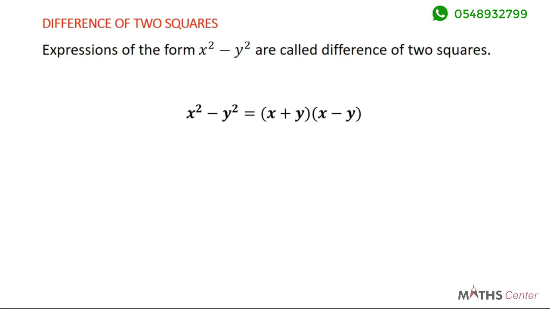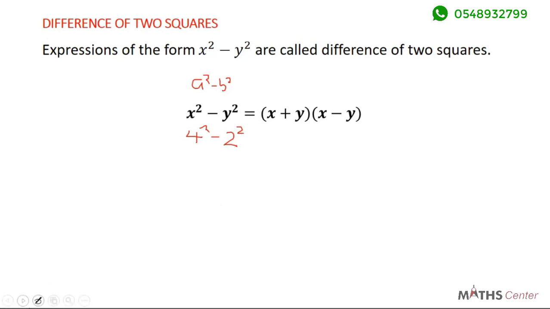Expressions of the form s squared minus y squared are called difference of two squares. So whenever you have an expression where the first term is squared and the second term is also squared, then we have the first term minus the second term. We say that we have a difference of two squares. So s squared minus y squared is just an example. Another example can be a squared minus b squared. That is also a difference of two squares. You can also have 4 squared minus 2 squared. That is also another example of difference of two squares.